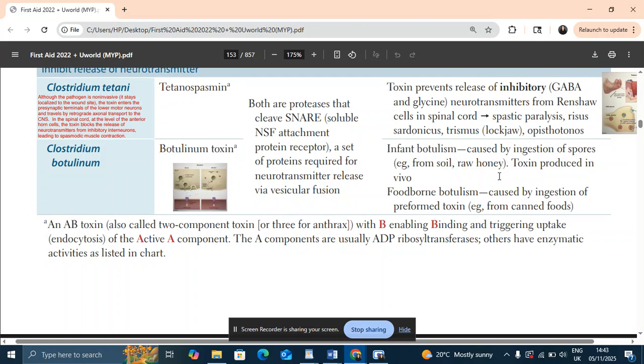So the buzzwords you should remember for botulism are honey for infant botulism, or canned food for adult botulism, and then floppy baby and blurred vision, because there is a descending paralysis. For tetanus we have immunity, we have a vaccine, the tetanus toxoid vaccine. But for botulism we don't have any vaccine. The buzzwords for tetanus are spores in wound, tetanospasmin toxin, lockjaw, and there is immunity for tetanus and not for botulism.